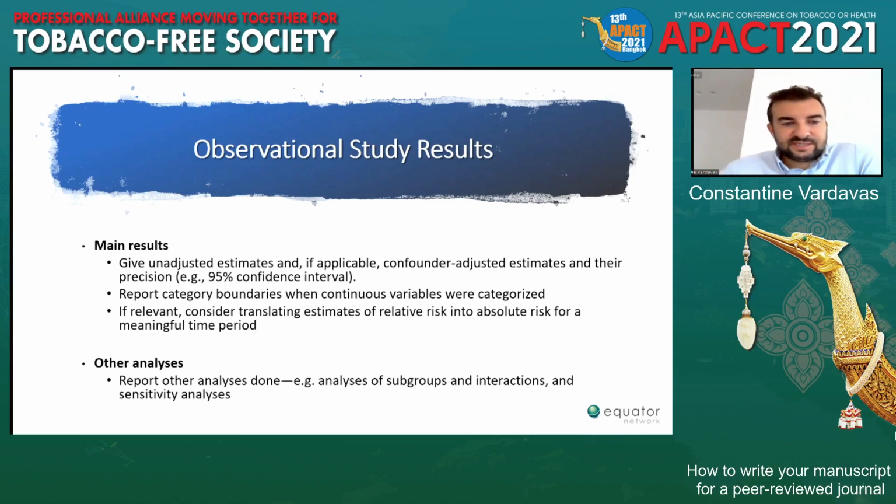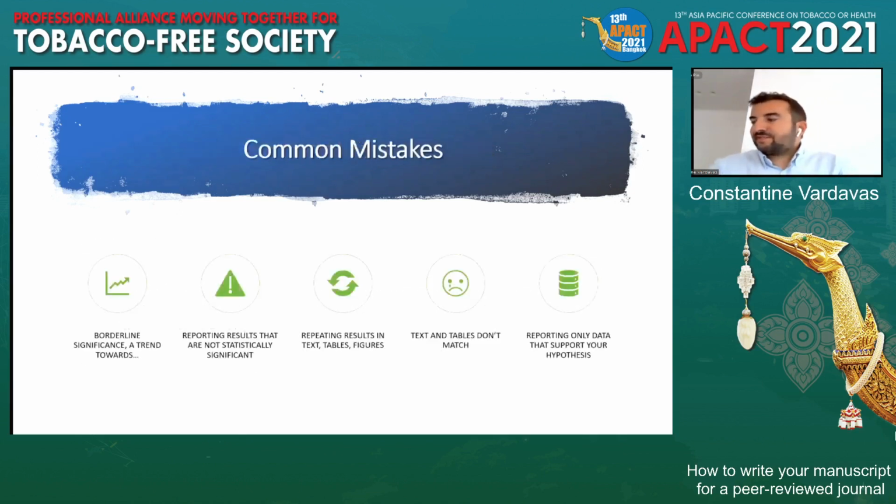And I think the rest is more complex and not within the scope for today. So, common mistakes. A very common mistake is when we have borderline significance and we interpret it as significant. Another common mistake is reporting results that are not statistically significant as if they were. It doesn't mean it's bad to have results that are not statistically significant. It's okay to have them, but we shouldn't be reporting them as significant.